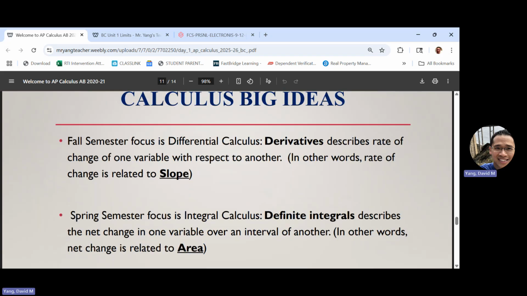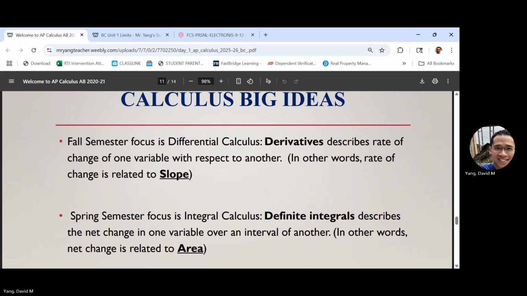So I say fall semester, second semester, this is really for AB. But for the first half of our fall semester, we're going to focus on derivatives, and derivatives describe the rate of change of one variable with respect to another. So in other words, this is just a fancy word for slope. So we're going to be talking about slope for the first half of this semester.